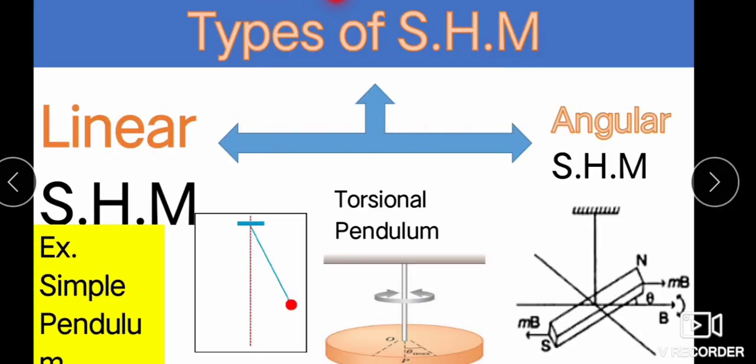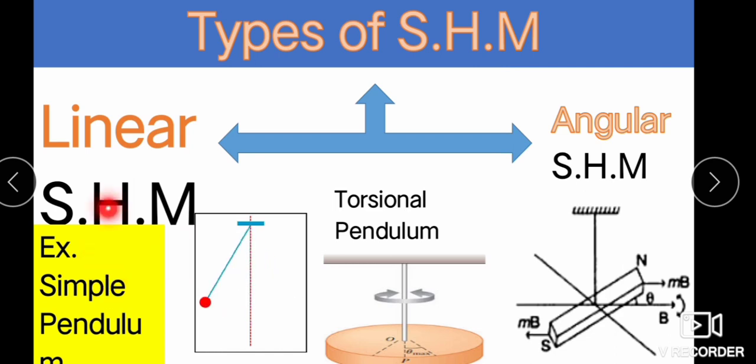There are two types of SHM, linear and angular SHM. An example of linear SHM is a simple pendulum. Linear SHM is the linear periodic motion in which the force or acceleration is directly proportional to displacement and oppositely directed to the displacement. It is the simple harmonic motion along a straight line.